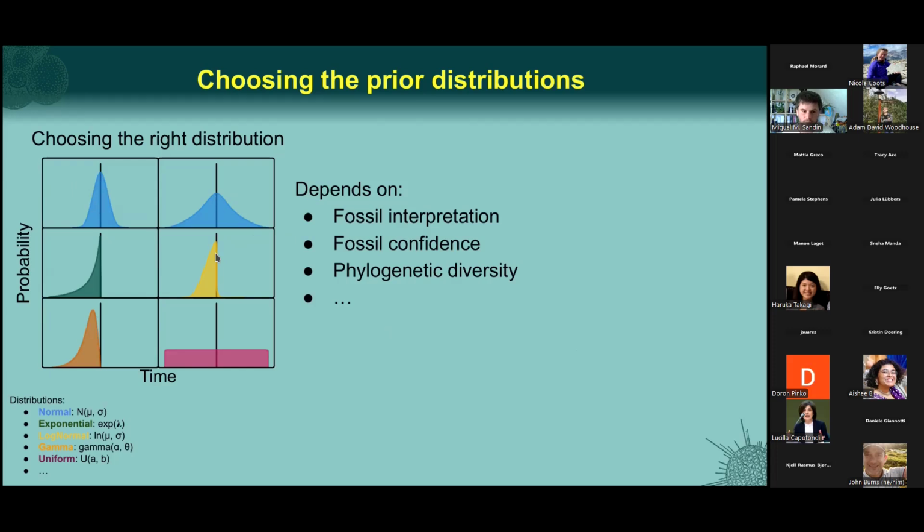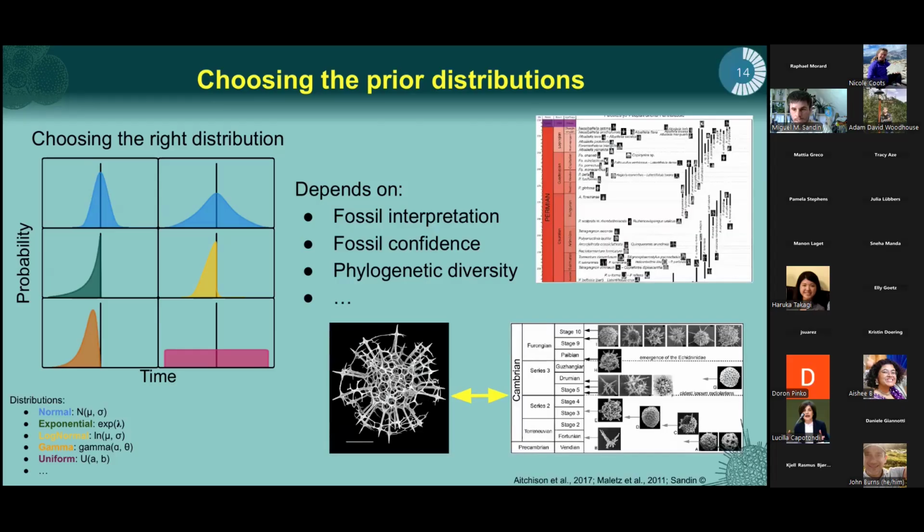But if you are very, very confident that that fossil represents that node, you can go for an exponential distribution, a log normal distribution, or a gamma distribution. And then depending on how confident you are, you may play along with the standard deviation or different parameters. So again, just to be redundant, because this is important, how you calibrate the fossil might depend on how you interpret the fossils and how confident you are on those fossils. And most importantly, how those fossils relate to the phylogenetic diversity that we have.